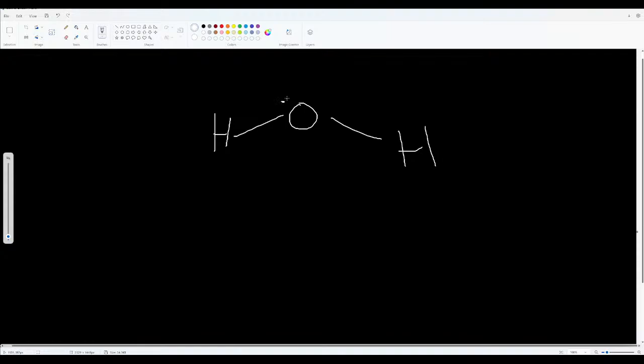So, also as you may know, oxygen has two lone pairs. So these lone pairs have these partial negative charges, and so we have to have partial positive somewhere, right?